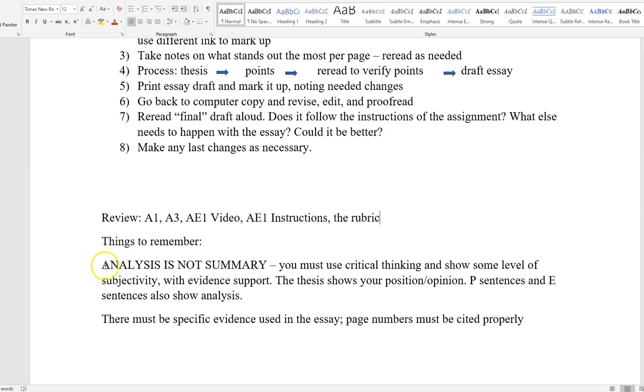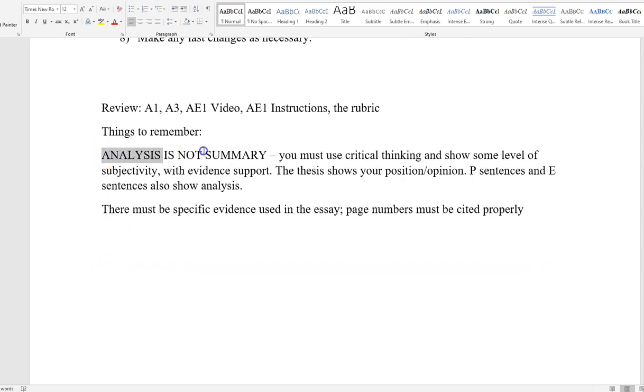And then things to remember. This is a concerning one right here. I saw a lot of drafts where it's just summary. You are just relaying what the author has said, and that is a C paper at best because you're not following the instructions. Analysis is not summary. You must use critical thinking and show some level of subjectivity with evidence support. So it's opinion. Opinion is involved, and you support your opinion with the evidence.